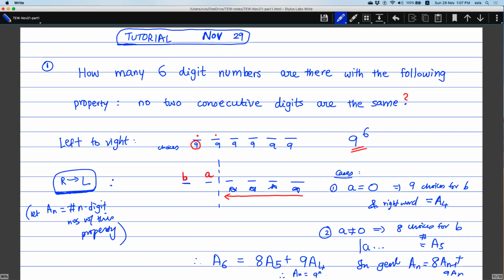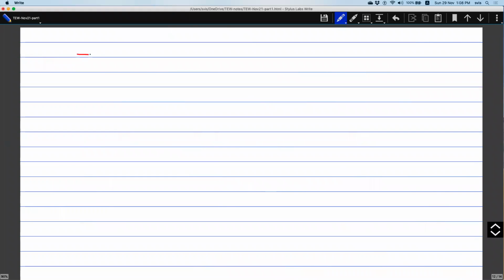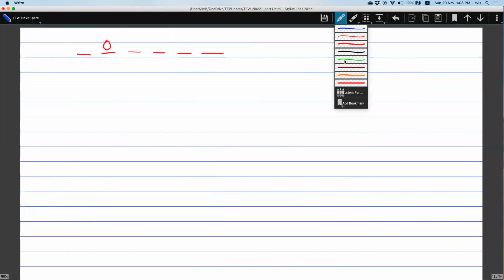Okay, so let's call this case 1. Suppose A is 0. And case 2 is if A is not 0. So we need to understand these 2 cases separately. Let me look at what happens if A is 0. So this digit is a 0. Now the problem actually splits into two sub problems in some sense.